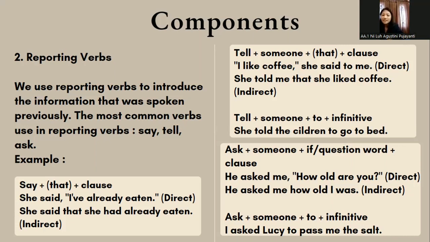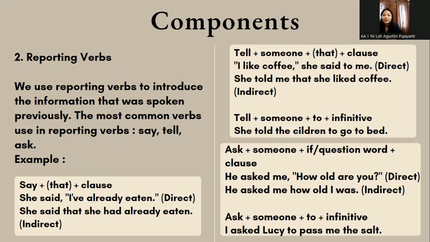The first is say. We use say to say something to somebody. Let's look first at the verbs we've already talked about. The basic verb pattern for using say in reported speech is say plus that plus clause. So the example is direct speech: "I've already eaten." And indirect speech, it will be: she said that she had already eaten.